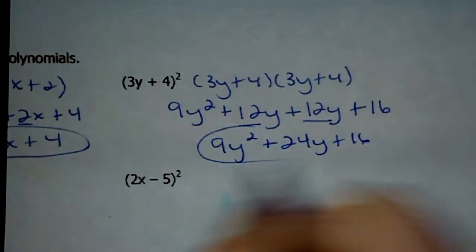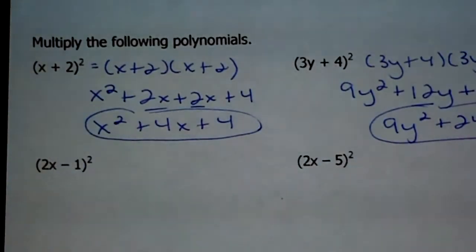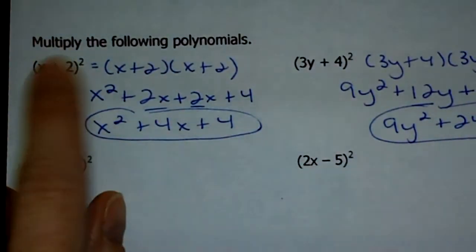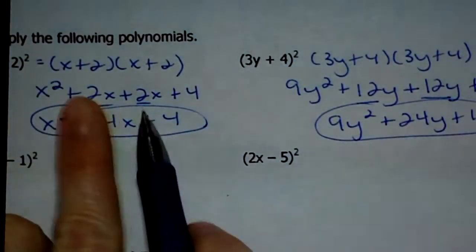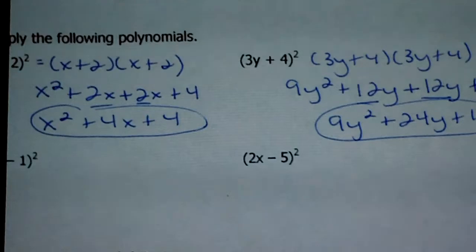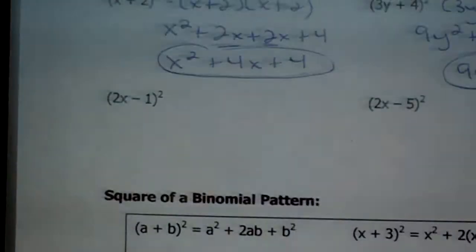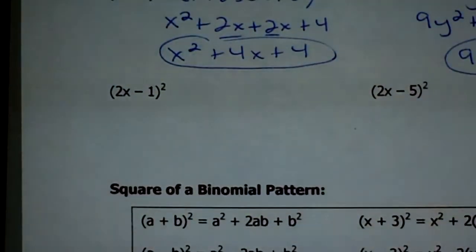So in both of these, they were addition. It was an addition of a binomial, and we squared it. And we didn't end up canceling out any terms, but every single time, didn't we end up with 2 of the middle term? Yes. Okay, I want to do these subtraction ones before we come up with our pattern.